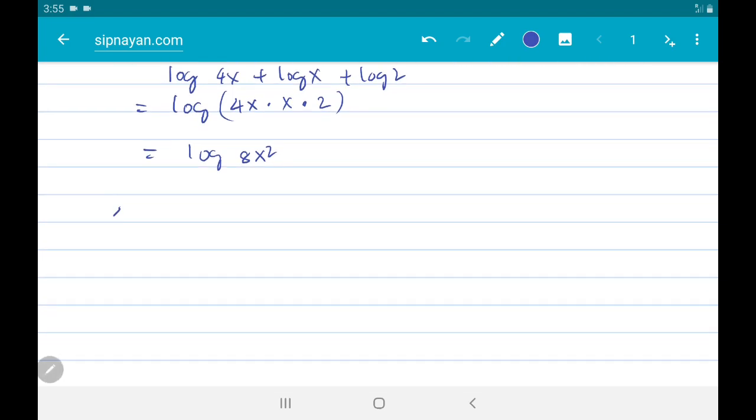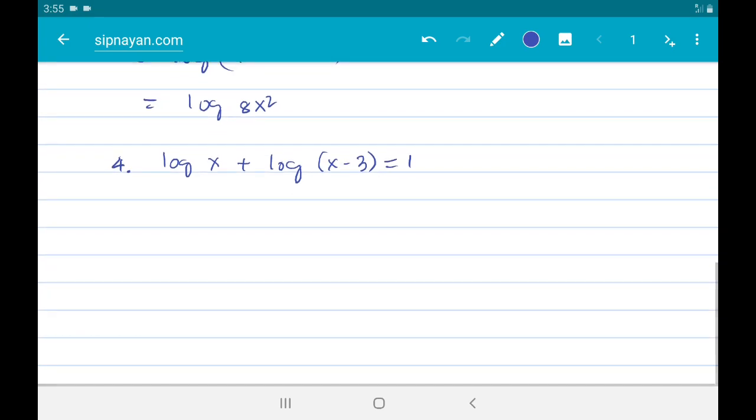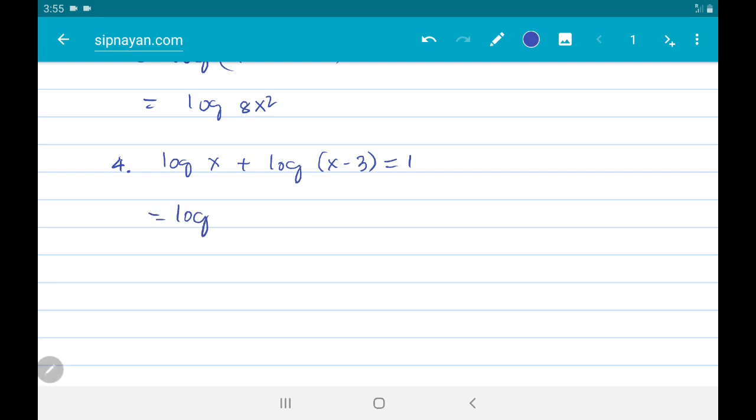Last example, we have number 4. Logarithm of x plus logarithm of x minus 3 equals 1. Paano naman to? So, pwede nating i-multiply. So, meaning this is equal to, I think this is finding the value of x, logarithm of x times x minus 3 equals 1.